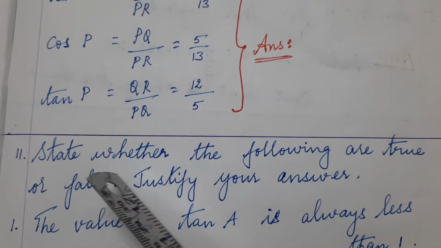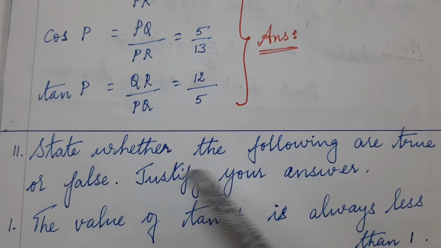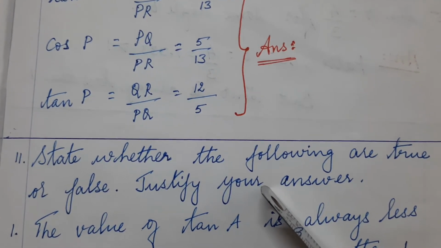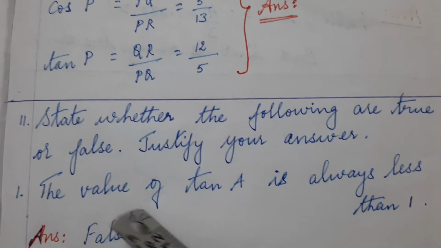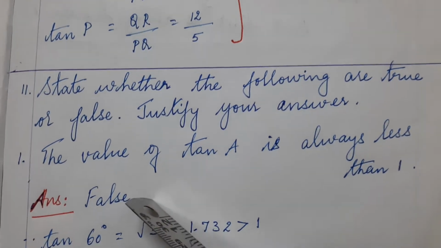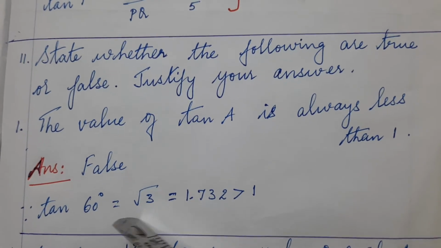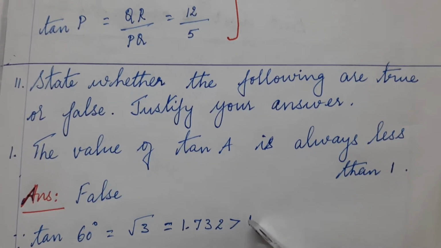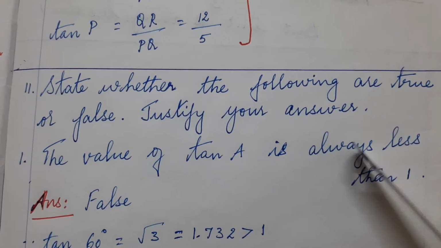11th one. State whether the following are true or false. Justify your answer. That means you have to say whether it is true or false and you have to write the reason for that. The first one: the value of tan A is always less than 1. It is false because when I take tan 60, it is root 3, which is nothing but 1.732, which is greater than 1. So always less than 1 means the statement is false.